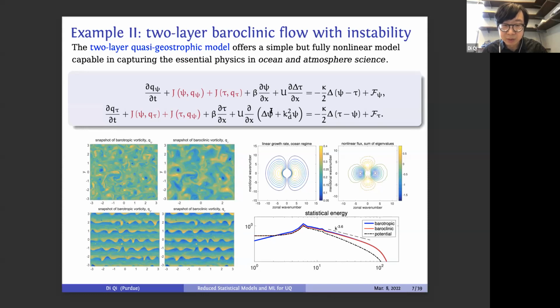The next term is for the background mean flow, which introduces instability to the system, and the right-hand side are the damping and forcing terms. What I want to show you here is just the typical plot of the flow snapshots for these two variables. Again, by altering the model parameters, we see quite distinct flow structures, and this provides us rich resources for testing different methods. In particular, here we observe the transition from homogeneous turbulence to anisotropic zonal jets, and that's one of the issues people are interested in and want to predict with accuracy.